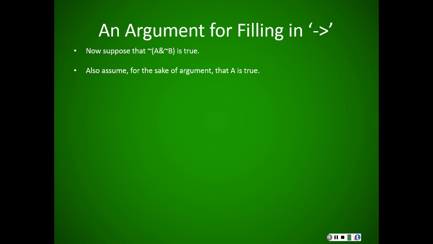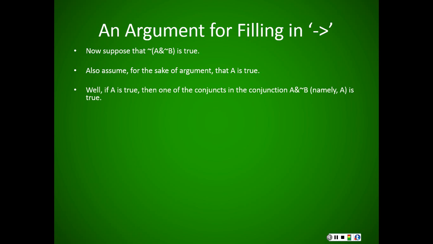Well, if that's the case, we can show that some other things follow. So let's assume, for the sake of argument, that A is true. So we're supposing that this negated conjunction is true. We're supposing that it's not the case that both A and not B. And we're going to assume, for the sake of argument, that A is true.